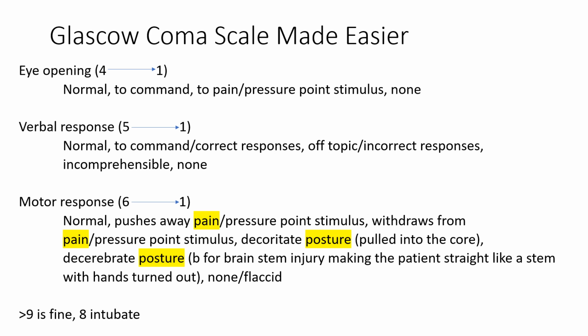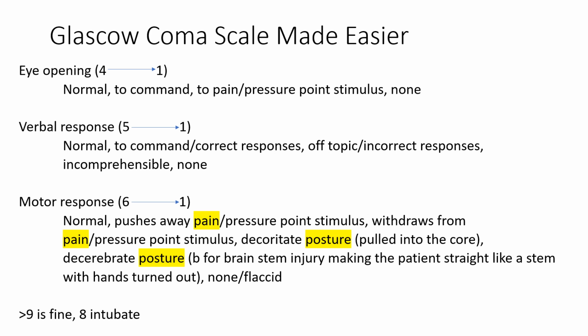We have decorticate posture, which is better than decerebrate. A decorticate posture is when you look at them, they're kind of pulled into the core. Their hands are folded in. And this is a better posturing than decerebrate. The decerebrate posture, if you can find that B, to remind you, this is when the injury has extended to the brain stem, which is not good. And that makes the patient more straight, like a stem, and their hands are turned out a bit.